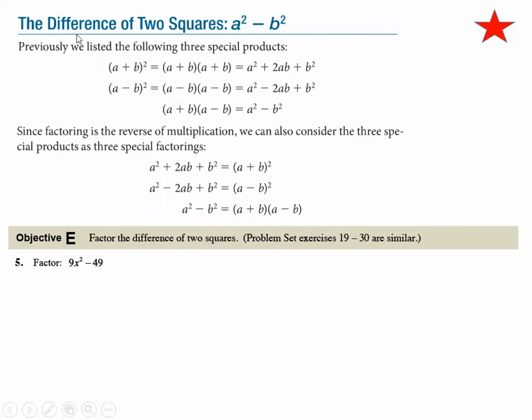So first is the difference of two squares. It's a squared minus b squared. This is a formula now. And with formulas, you have to make sure it jumps into that formula correctly here.